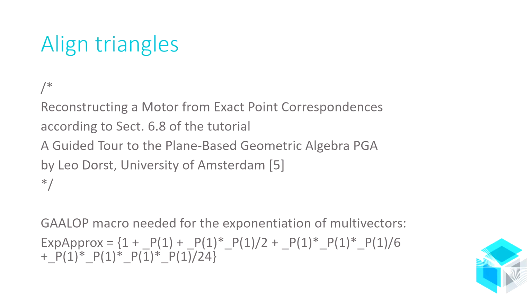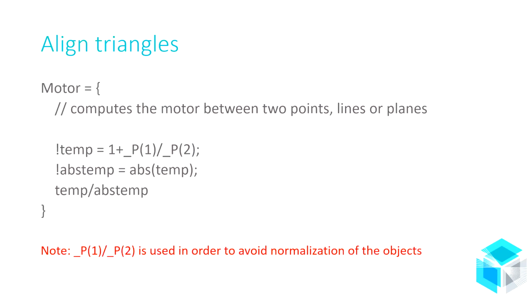And what I would like to present is how we can align 2 triangles. I like this example very much. It is also based on one document of Leo, and for that we define a so-called macro in GAALOP, because for the transformation from one point to the other, from one line to the other, and from one plane to the other, there is always the same computation.